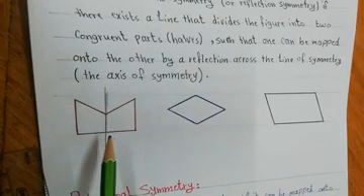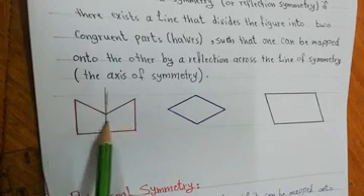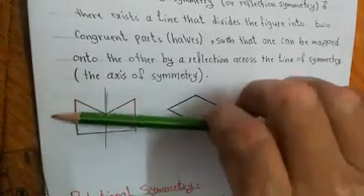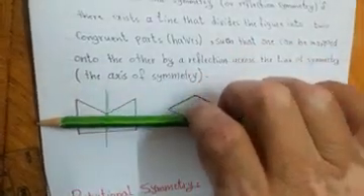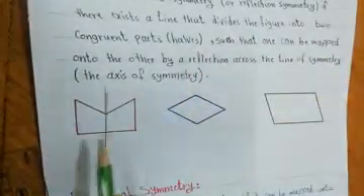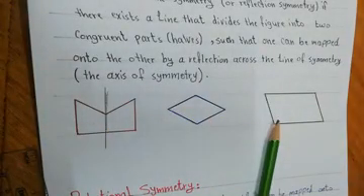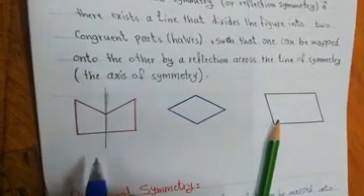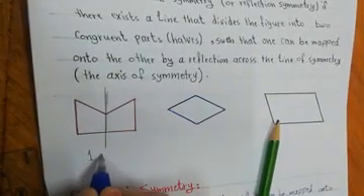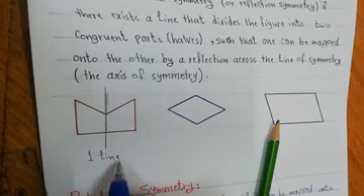Can we find another one? I don't think so. If you draw a line here, the upper part is not mapped to the lower part, so there is no more than one line of symmetry. So this has one line of symmetry.